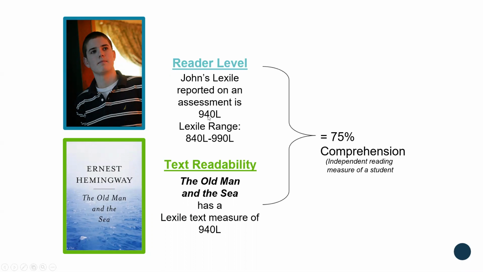But John, with a 940L, again, in the land of perfect examples, John could go to the library or go online and find a digital version of The Old Man and the Sea, which also has a 940 Lexile measure. What our research has shown us over these years is that John can select this text and sit down and read it independently and have 75% comprehension at the end of that read.